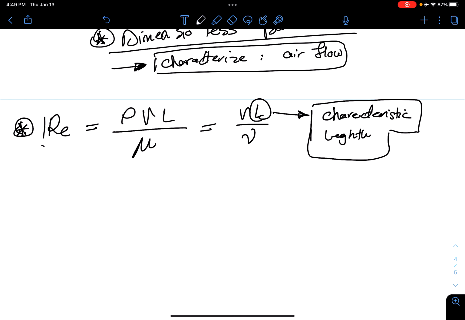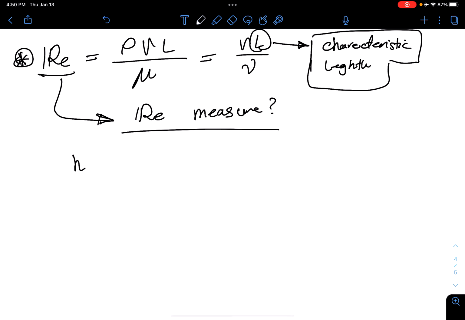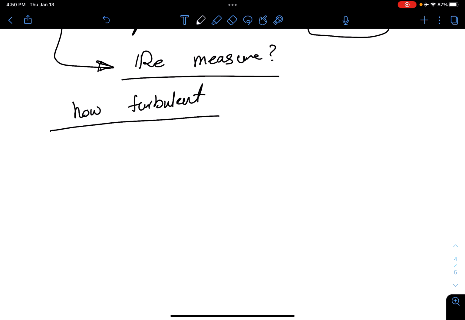I want you to answer this. What does this Reynolds number signify? Or what does it measure? That's a better way to put it. What does Reynolds number show us, essentially? How turbulent the flow is. How turbulent your flow is. So essentially, what was your name? Richard. Richard is definitely correct.